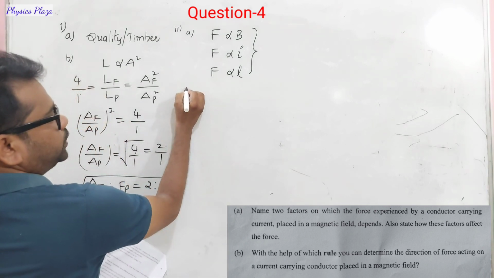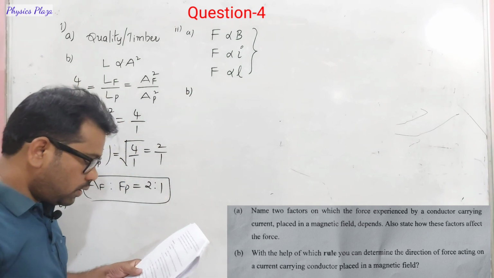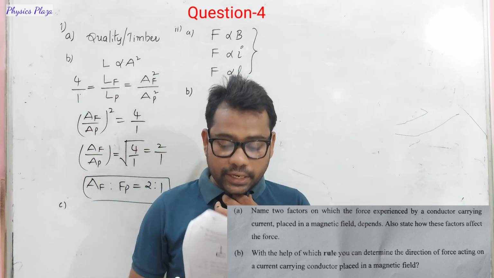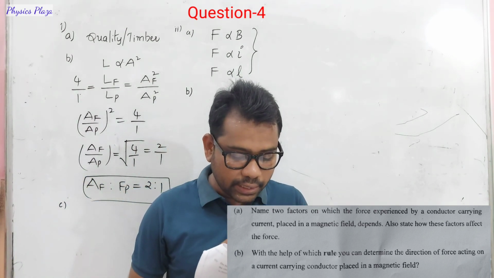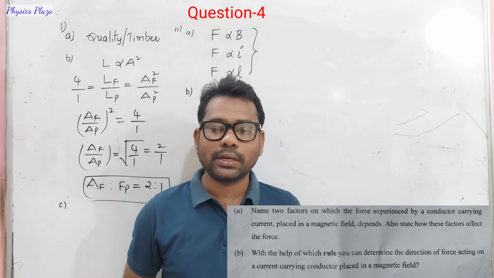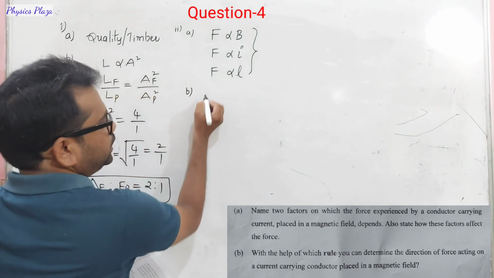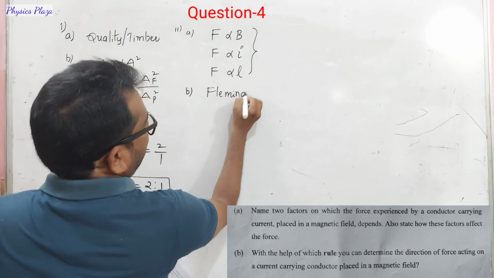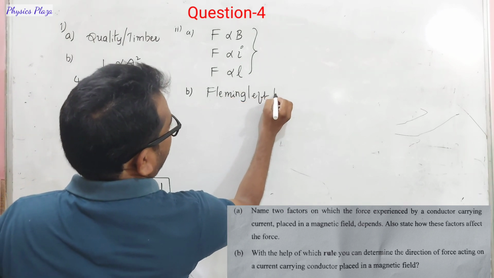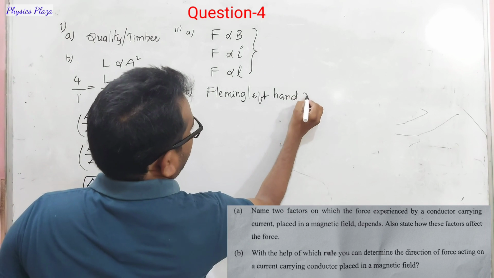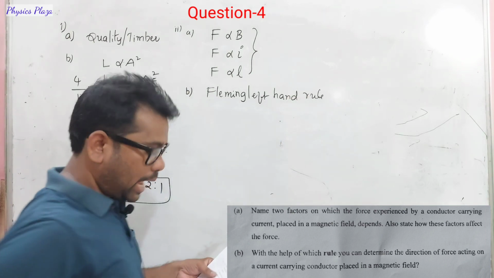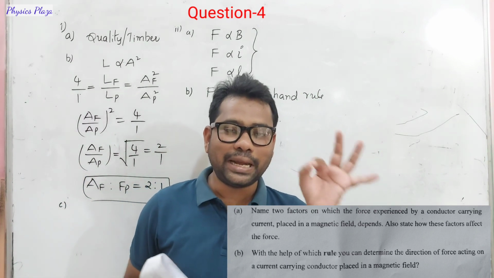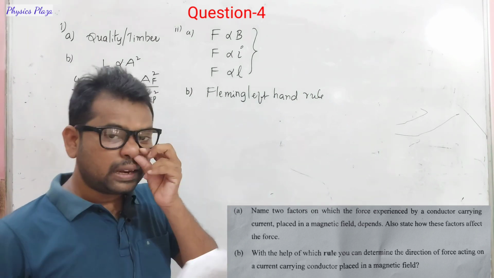Okay, fine. Now B. With the help of which rule you can determine the direction of force acting on a current carrying conductor placed in a magnetic field? Children, it is Fleming's left hand rule. Here you need not define it because they did not ask. They just asked with the help of which rule. So you have to write the name of the rule. That is Fleming's left hand rule.